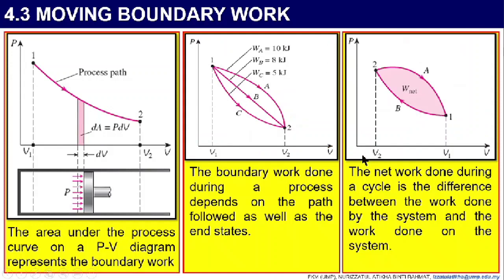Alright. The boundary work done during a process depends on the path followed as well as the end states. So it depends on the area below the process path. So if A, maybe the area is quite larger compared to B. That is why it's 10 kilojoule. Okay, WB 8 kilojoule, WC 5 kilojoule, because the area is smaller than A. The net work done during a cycle is the difference between the work done by the system and the work done on the system.